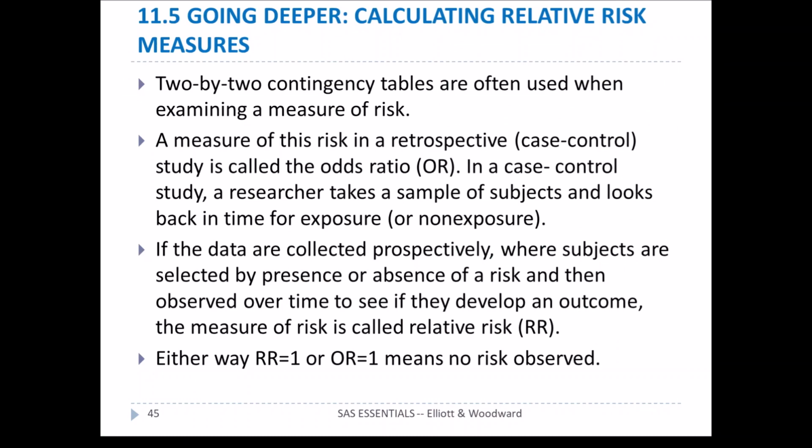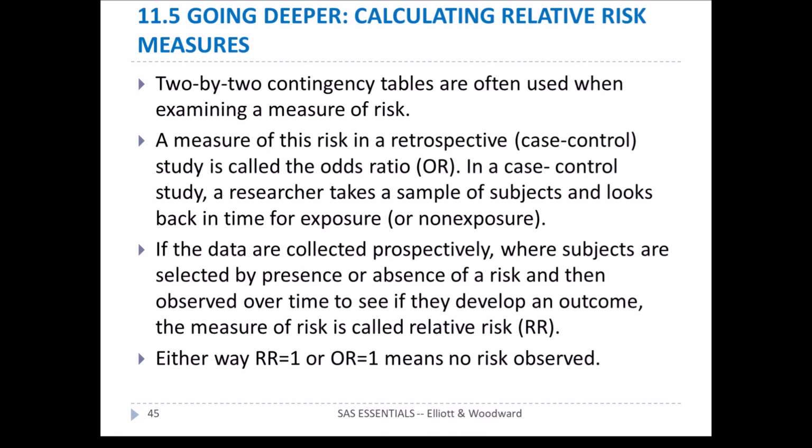Okay, let's look at another way of using PROC FREQ, and that is calculating relative risk. The 2x2 contingency tables are often used when examining a measure of risk. A measure of this risk in a retrospective or case control study is called the odds ratio. Now, retrospective means that we're looking backwards in time. So in a case control study, a researcher takes a sample of subjects and looks back in time for exposure or non-exposure. As an example, suppose people got sick at a picnic, and you look back in time to determine what they ate. Did they have the potato salad or the chicken salad or not?